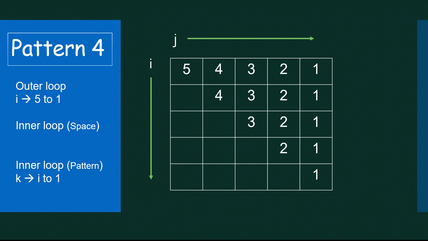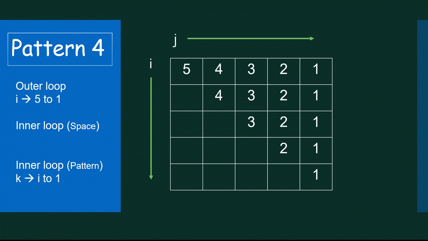And you have noticed that it is ending with 1, but the start value is nothing but the i value. First row, the i value is 5, so it starts from i and it prints till 1. Second row, it starts from the i value, that is 4, and it ends with 1. So it goes on decreasing. So i to 1 will be the inner loop.